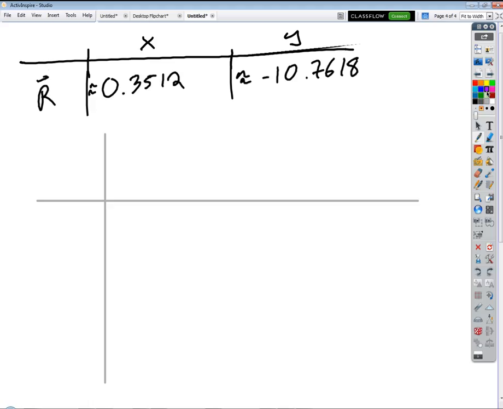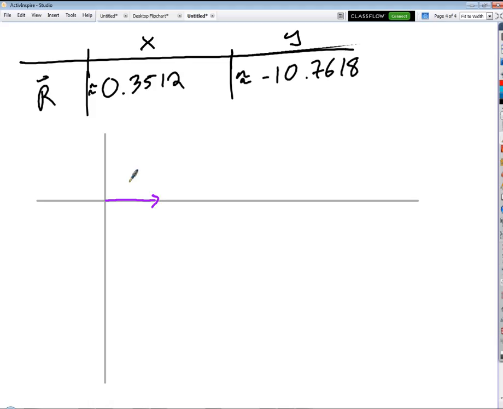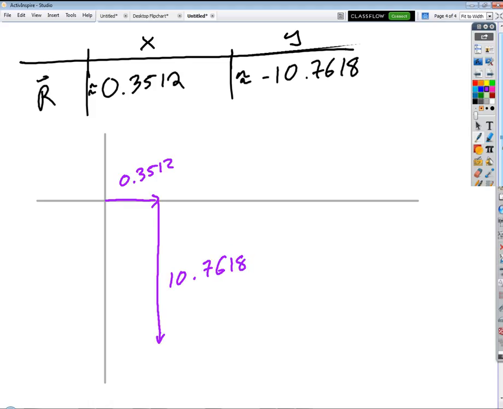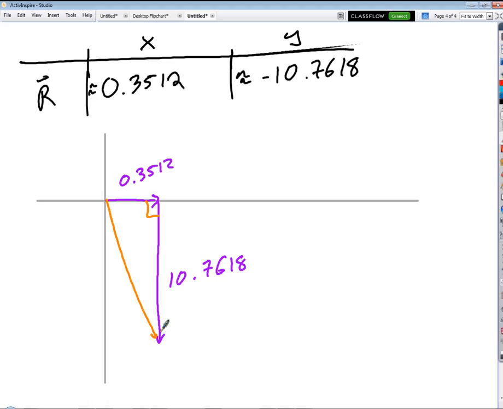So the x component is positive 0.3512. So it's going to look something like that, isn't it? The y component is negative, so it goes down. The length is 10.7618. Agreed? And so would everybody agree then if I add those up tip to tail, there's our right triangle. There's the resultant. How are we going to find it?